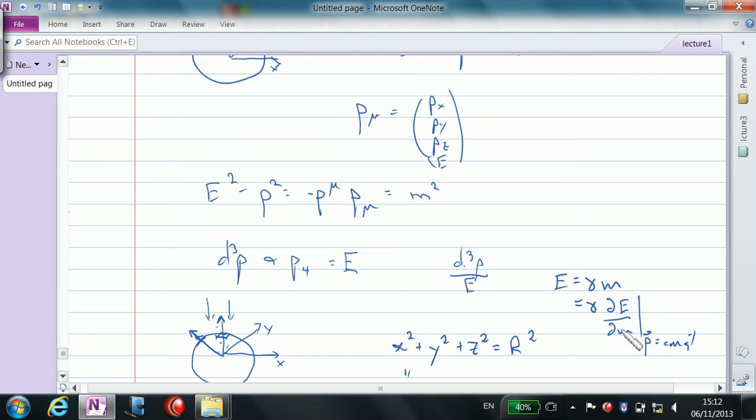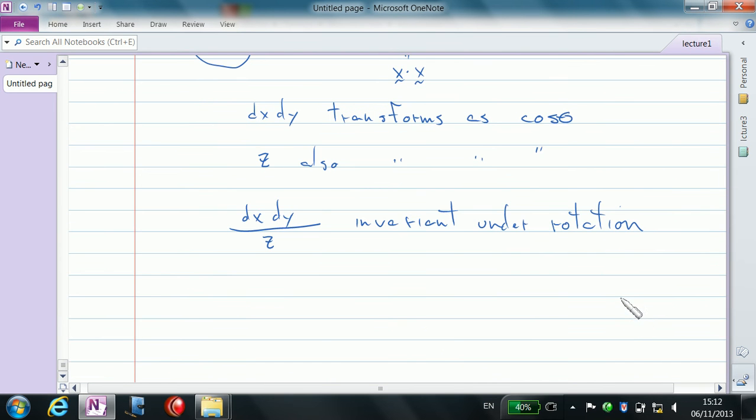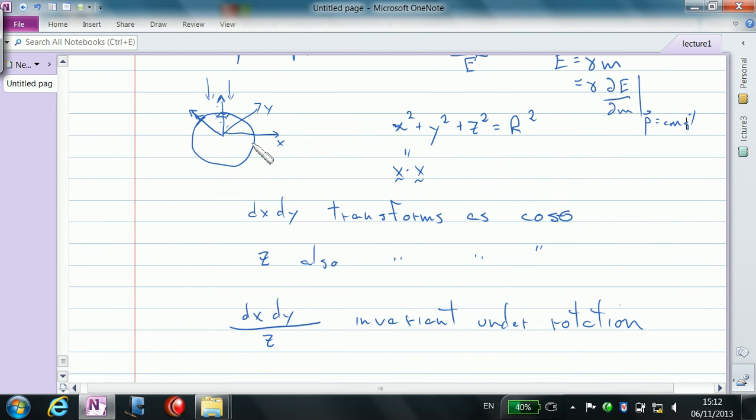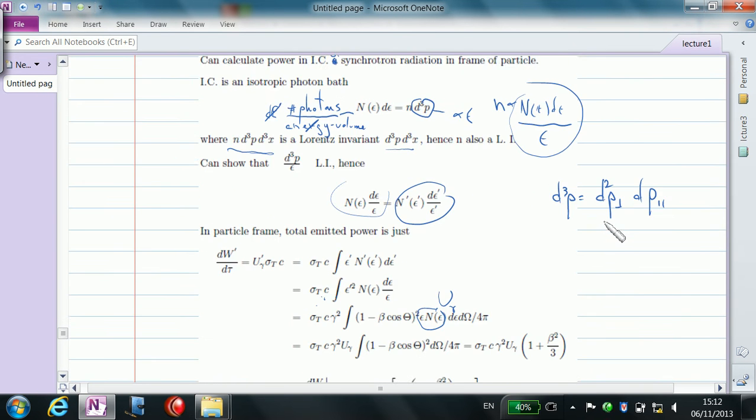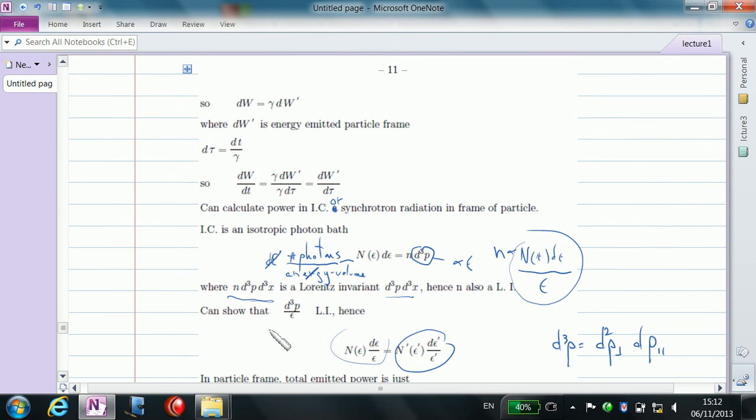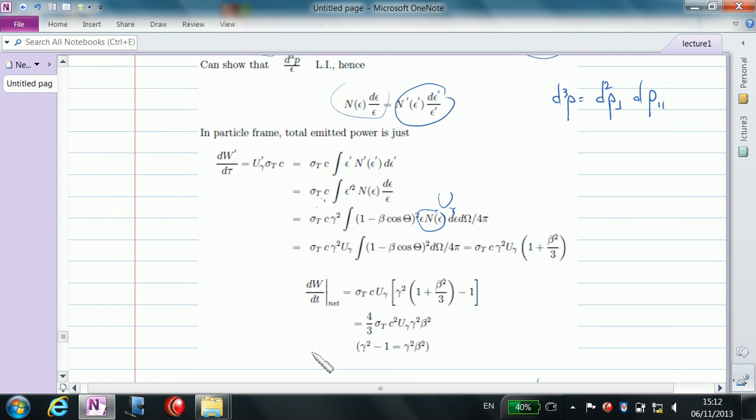Changing m is sort of like the vector that's perpendicular to dQp, and that gets even more confusing. So I'm just going to say z here. Anyway, all that was to prove that dQp over epsilon is a Lorentz invariant.